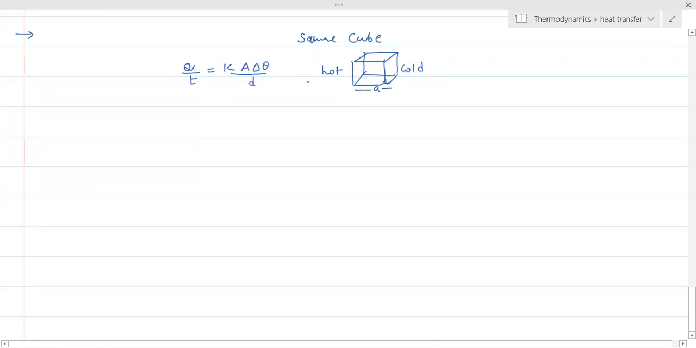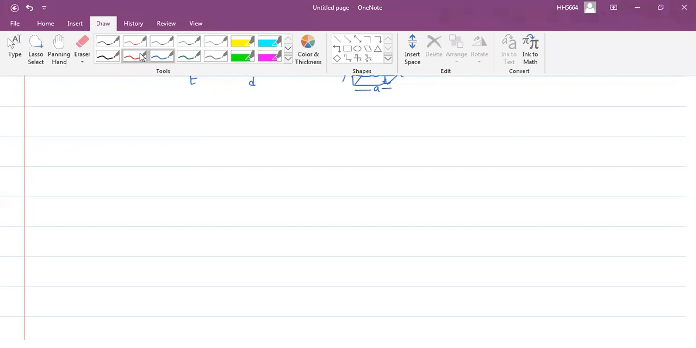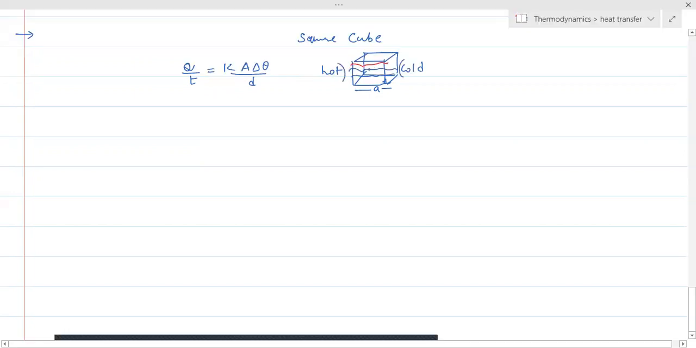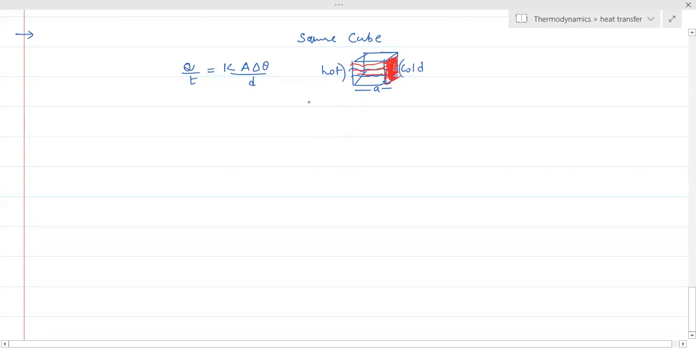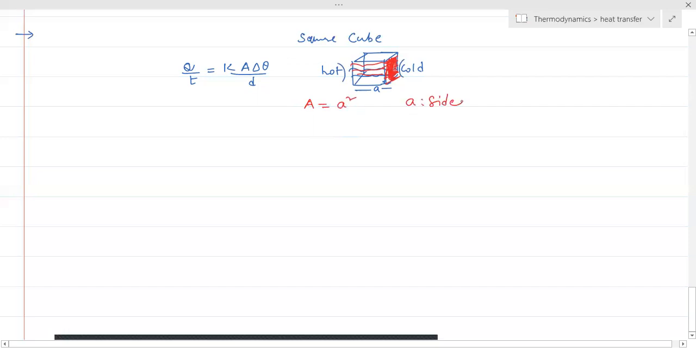Q by t is equivalent to k delta theta by d. Actually this is the hot end and this is the cold end. So the heat transfer will take place in this way. Whenever the heat transfer takes place, only one face is helpful. So cumulatively, only this area is helpful. That's why here capital A should be taken as a square, where a is the side length.